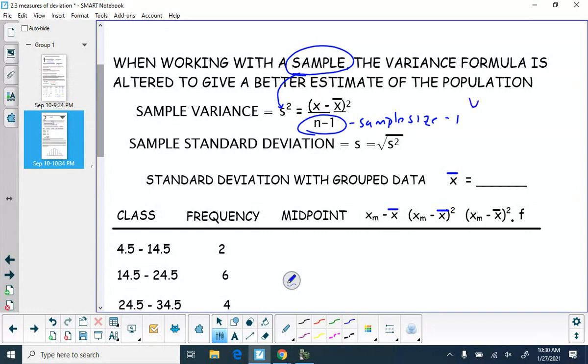It's the value minus the mean, squared, but then we have n minus 1 on the bottom. Still the sum of your values minus your mean, squared, divided by n minus 1. For the sample standard deviation, just take the square root of it.